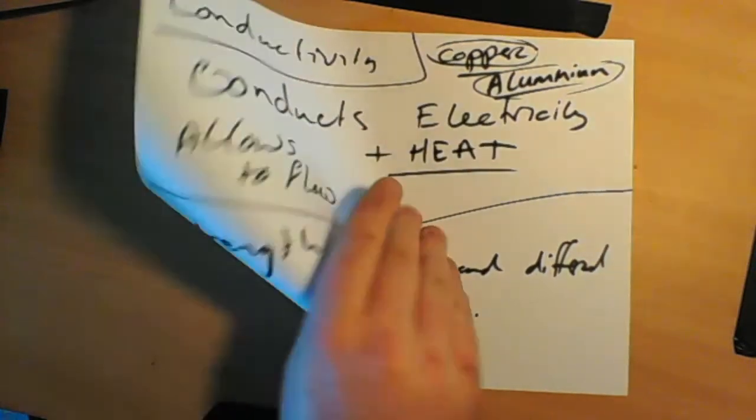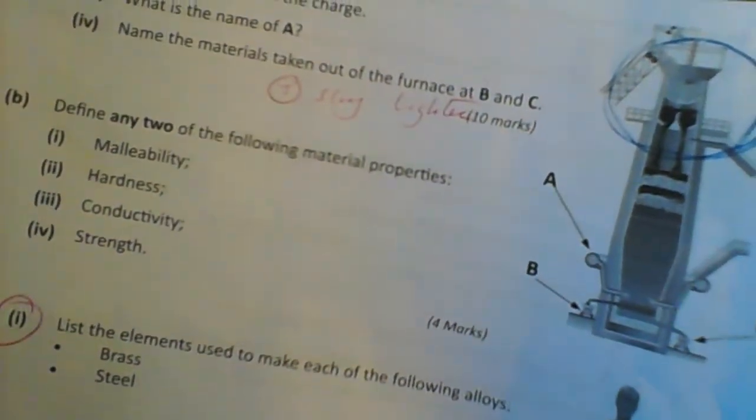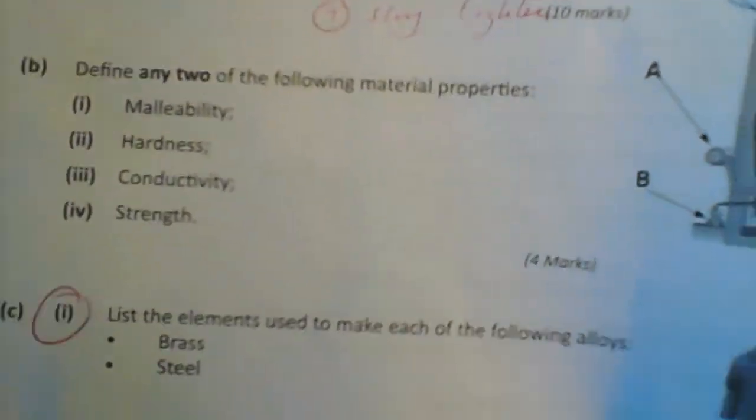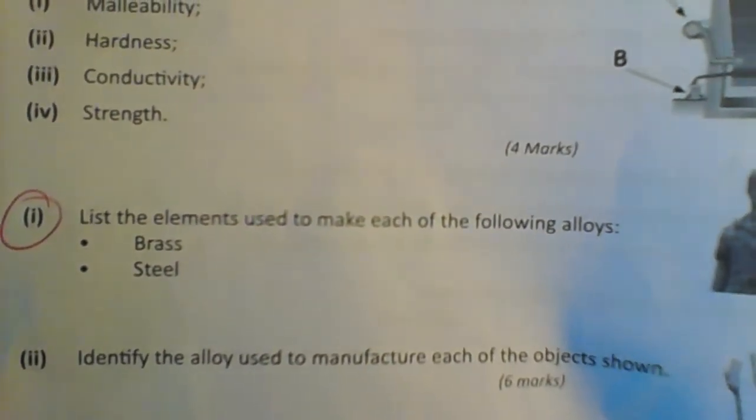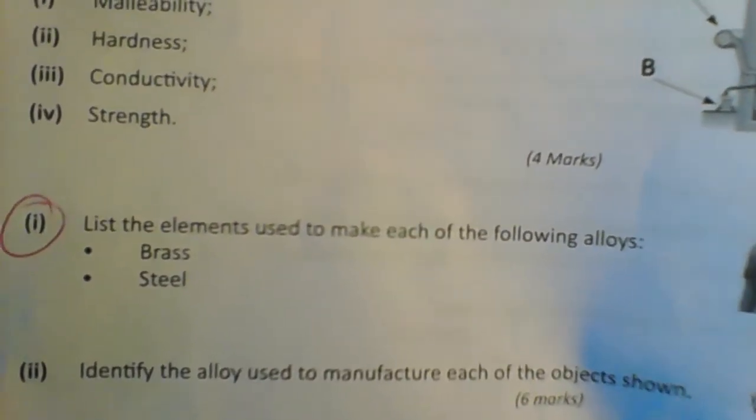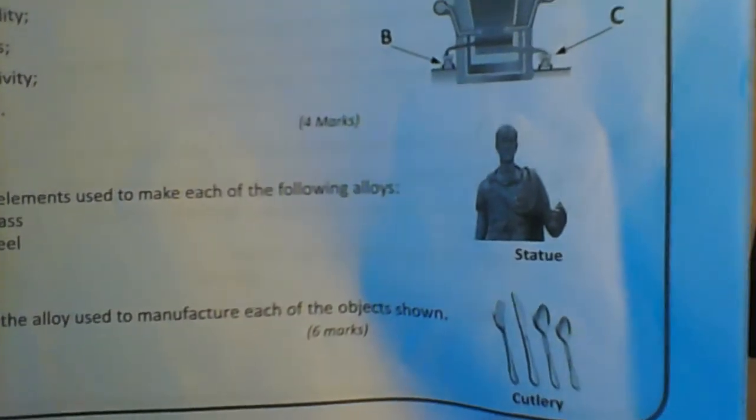So there is your, I'm going to go back to my sheet there now. So you're looking back, last question. So again, that one was worth 4 marks. So again, 2 marks for each of them because it was defined any 2. And bottom, 6 marks. List the elements used to make each of the following alloys and identify the alloy used to manufacture each of the objects. So you have a statue and you have cutlery.